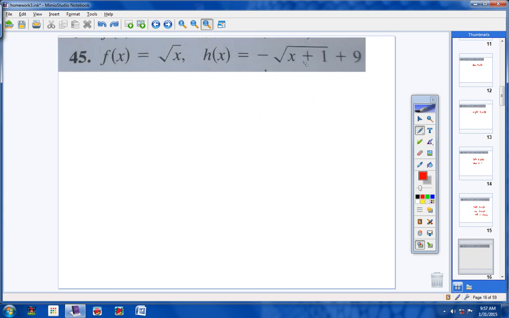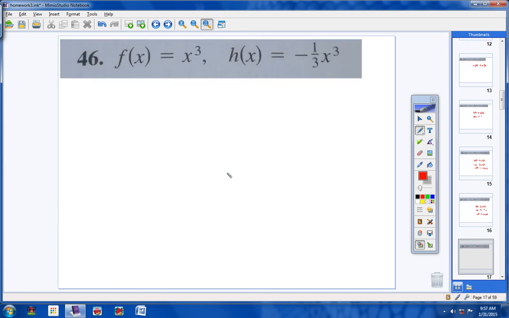Notice we have a positive 1 being added directly to the x. That's going to be opposite sign, left 1 unit. Then we have a positive 9 being added to the entire function. That's going to go up 9 units, because of the s, units with an s, anyways. And then a negative sign being applied, not directly to the x, but on the outside to the function. That's going to be, once again, a reflection in the x-axis like the last one. So reflection or rotation in the x-axis. Okay, students. All right, moving on to number 46.